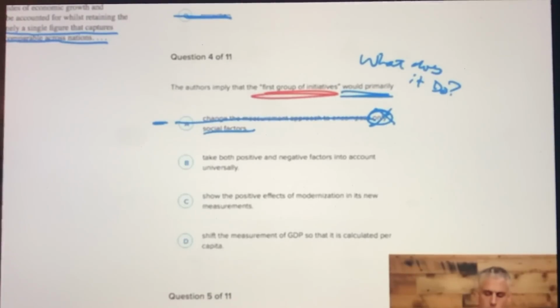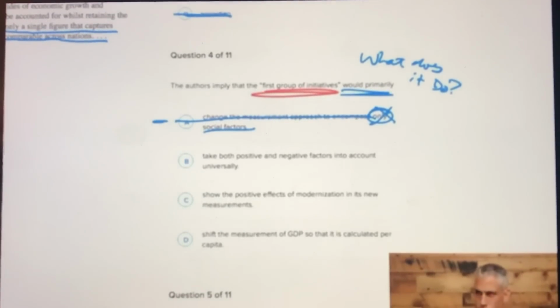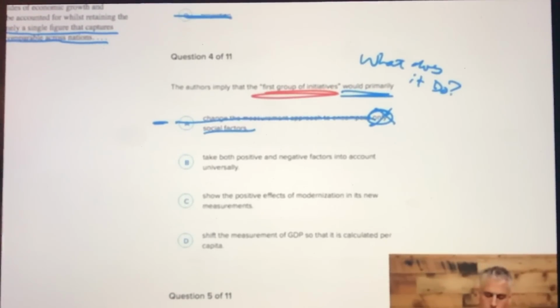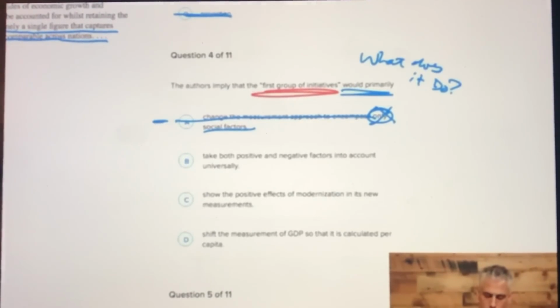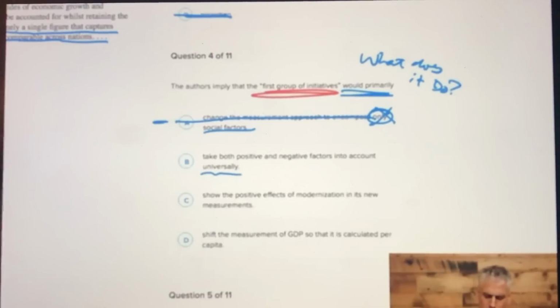"Every" is extreme. You need to be careful about extreme answers. You want to really give them a strong check if you think that they might be right. "Take both positive and negative factors into account universally." "Universally" is kind of extreme too, but we do have a balanced thing happening in this answer. I'm going to leave that in.